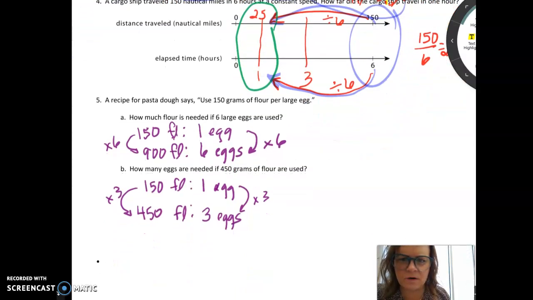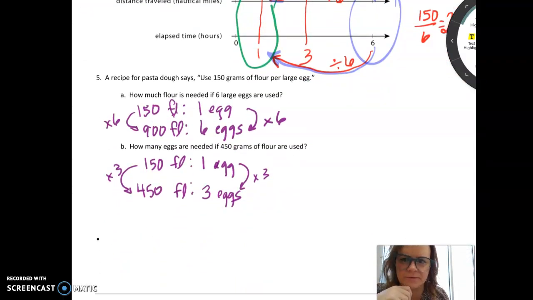And then the last one, we're kind of reviewing those recipe problems. We have 150 grams of flour per egg, and you have to figure out how much flour is needed for 6 eggs. And so you can see here that I'm multiplying. I always want you guys to rely on your multiplicative understanding. So 150 times 6, because I'm going to multiply 1 times 6 to get 6 eggs. So then I'm going to have to multiply the 150 times 6 to get 900.